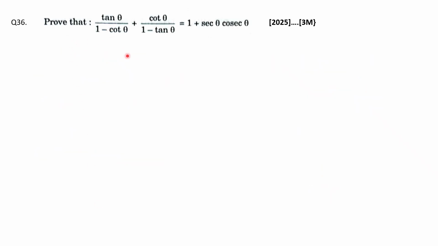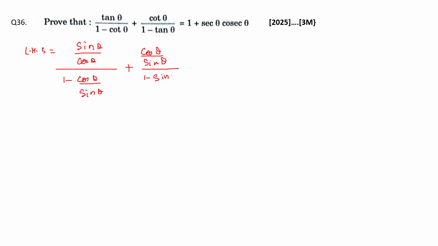Prove that tan theta by 1 minus cot theta plus cot theta by 1 minus tan theta equal to 1 plus sec theta into cosec theta. Here if you see RHS, it has sec theta and cosec theta, which is a reciprocal of cos and sine. So LHS, what we will do, will convert in the form of sine and cos. So LHS will become tan theta is sine theta by cos theta by 1 minus cos theta by sine theta plus cos theta by sine theta by 1 minus sine theta by cos theta.